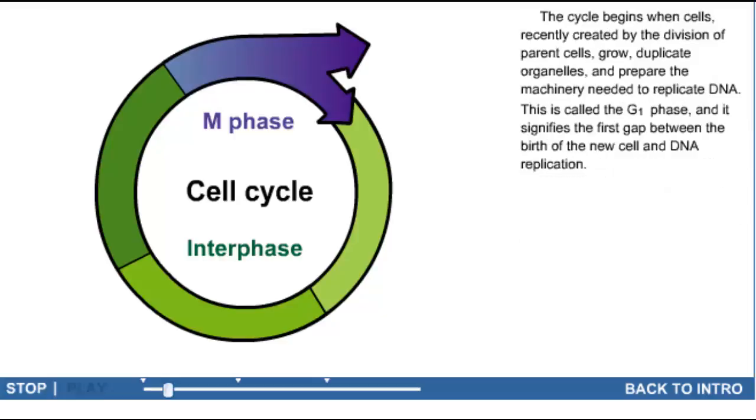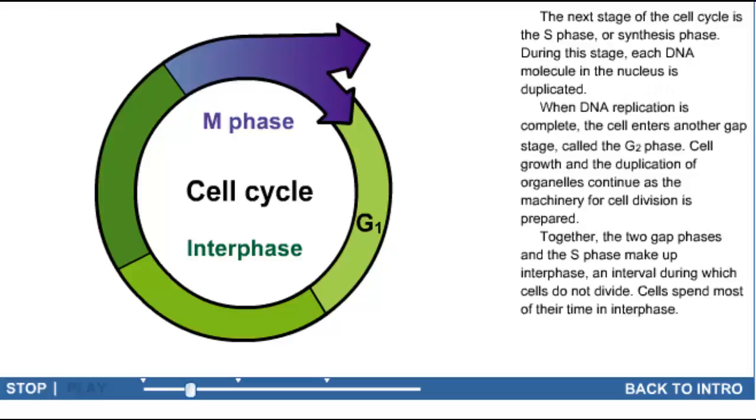cytokinesis. The cycle begins when cells, recently created by the division of parent cells, grow, duplicate organelles, and prepare the machinery needed to replicate DNA. This is called the G1 phase, and it signifies the first gap between the birth of the new cell and DNA replication. The next stage of the cell cycle is the S phase, or synthesis phase. During this stage, each DNA molecule in the nucleus is duplicated.